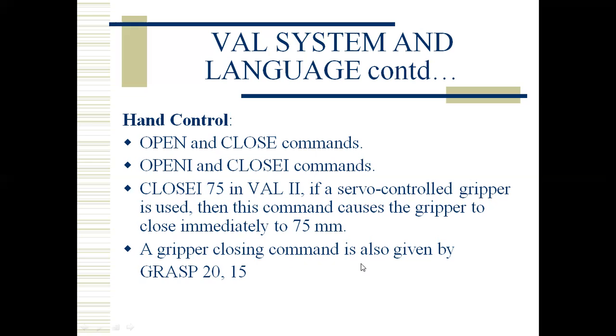Nothing but a gripper closing command is given by grasp 20, 15. It indicates that the gripper, which is grasping, in the sense is nothing but the chuck, fixes or tightens the work part. Because if it has not yet been tightened, when the tool is in work mode, the work part creates different vibrations. Those vibrations lead to inappropriate dimensions in the work part, so exact dimensions upon manufacturing will not be obtained.